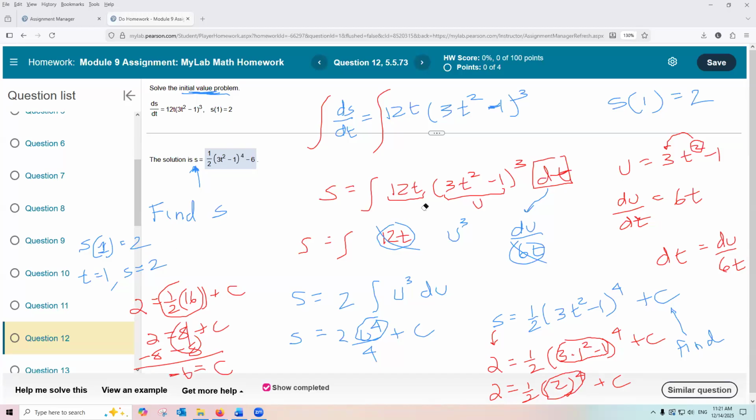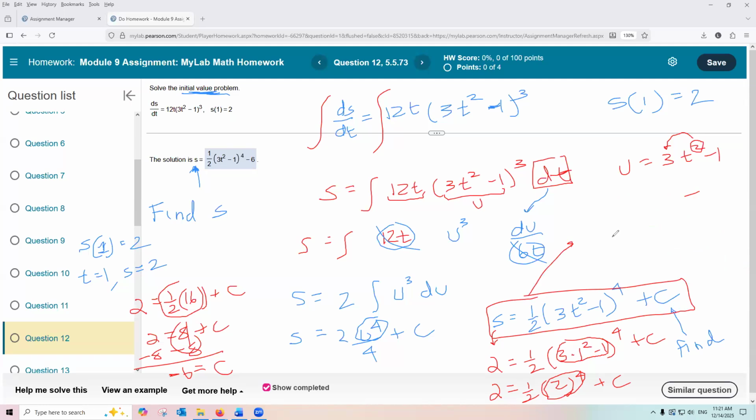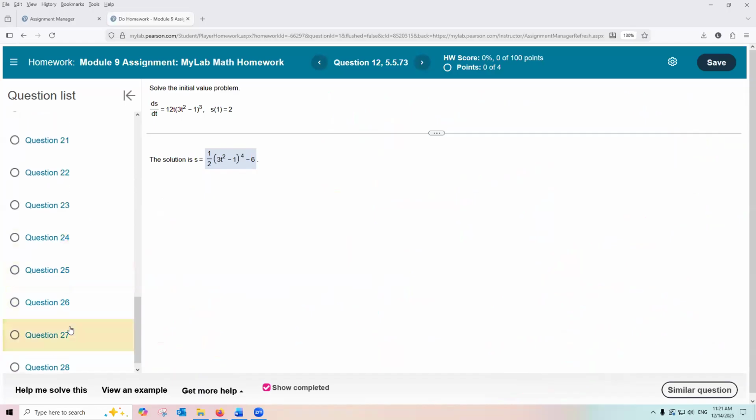So I'm ready to write the final answer now. I'll take this answer I had here and rewrite it to just replace the c number with -6. So final answer s is 1/2 (3t squared minus 1) to the 4th minus 6. All right, so initial value problem will give you enough information so that you can work out a numeric value for the constant c. All right, let me do one more example.